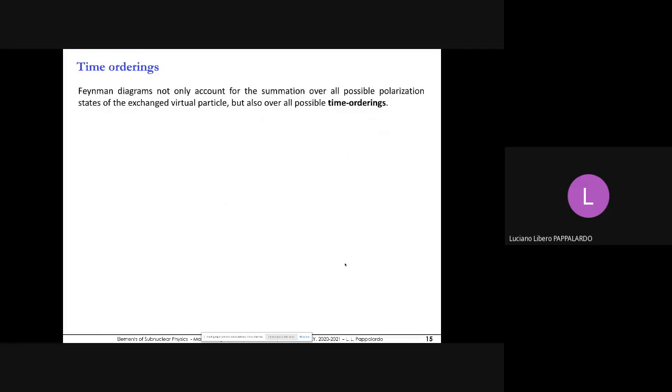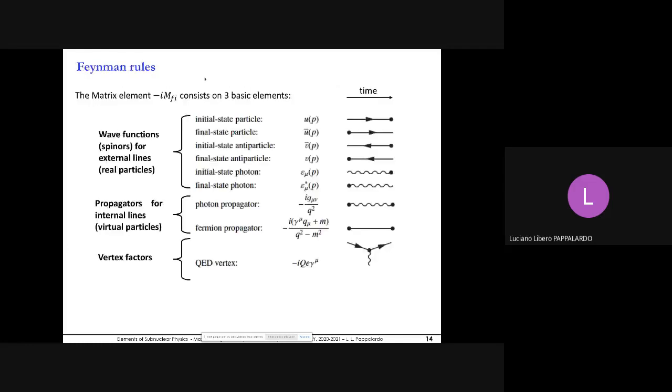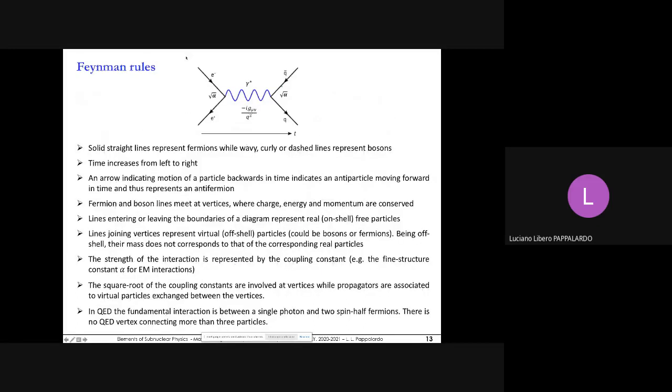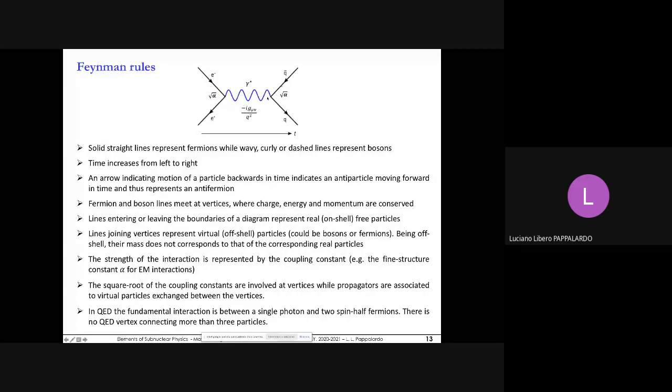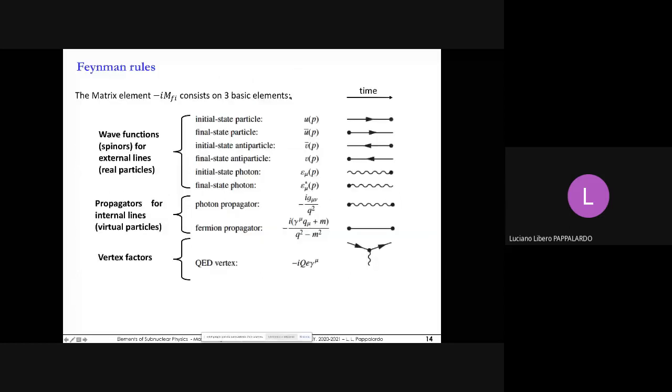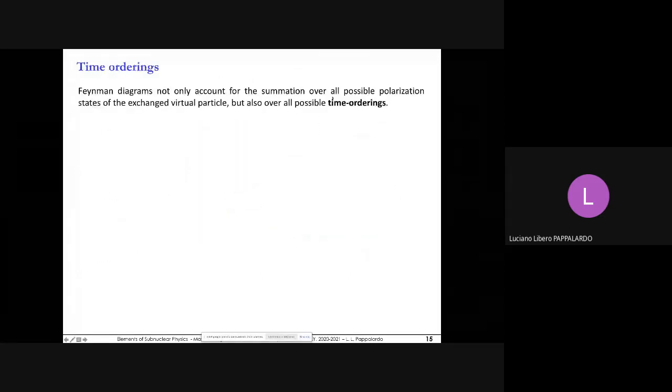There is another important thing that we have to consider. So Feynman diagrams not only account for the summation over all possible polarization states. When you have a Feynman diagram like this one, it is implied that you are summing over all possible polarization states of your exchanged boson. Okay, but not only this. They also account for all possible time orderings. So let's see what this means.